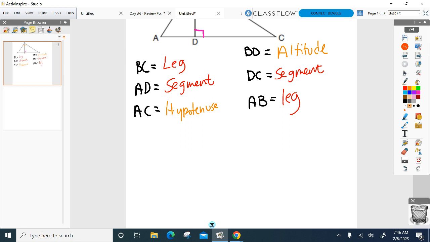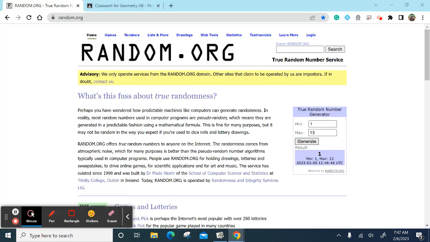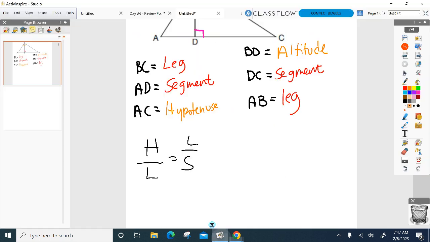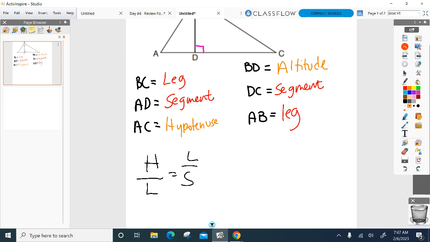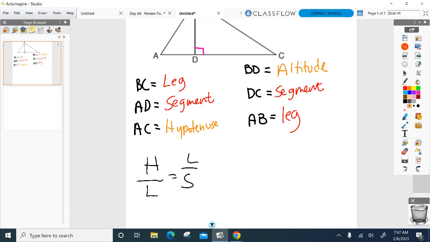All right, now talk to me about why you would use Hills. What were you going to plug in for H, L, L, and S? What's getting plugged in here? The whole thing. What's getting plugged in for H? Make sure it's of the large right triangle. L, leg. L, same leg. And S, segment. Which one? The one adjacent to the leg. There we go. These have to be the same. Whatever you plug in for the means has to be the same.